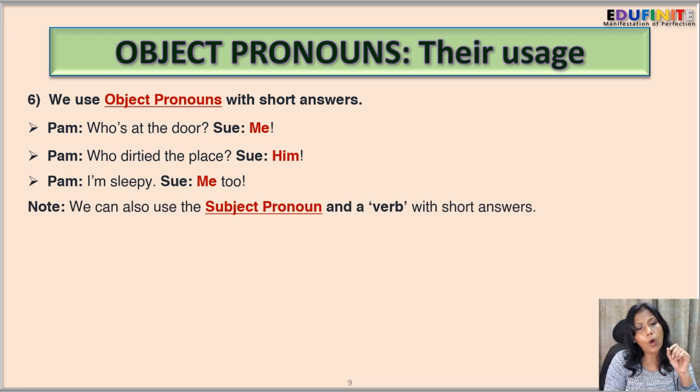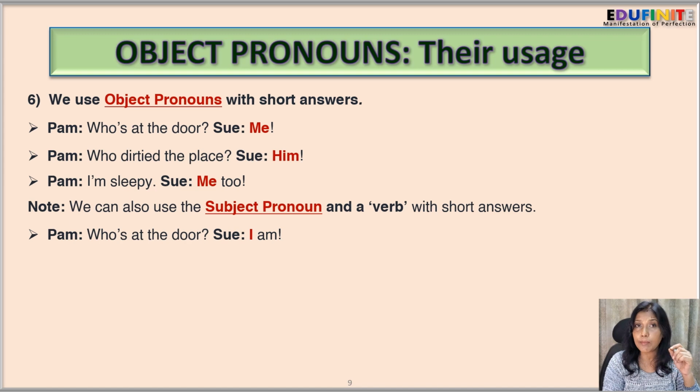So note, we can also use the subject pronoun and a verb with short answers. Now how can we do that? For the same situations, like who's at the door? Sue said me. But if she says I, then she has to add a verb to it. So it has to be I am, and never just I. If she is answering in a monosyllable, it's me and not I. But if she has to use the subject pronoun I, then it has to be followed by a verb. So it will be I am.